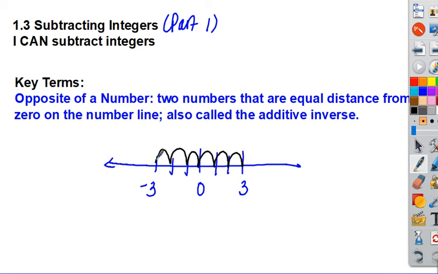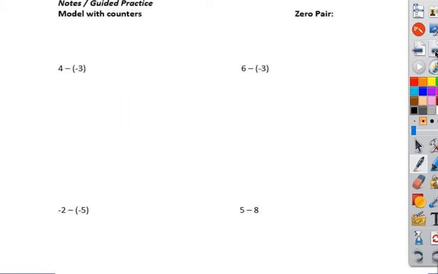What we can look at is that I go 1, 2, 3 to my +3. Well, if I go 1, 2, 3 to my -3, they are the same distance from 0 on the number line. Also called the additive inverse, which means that if I have a -3 plus a +3, then my answer is 0. Again, this correlates to the 0 pairs that we're going to be looking at today, okay? So let's roll. Take a look.